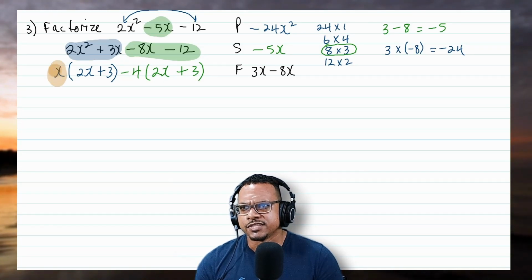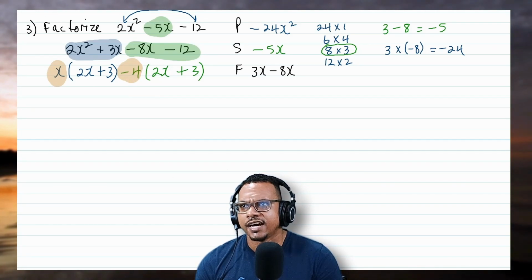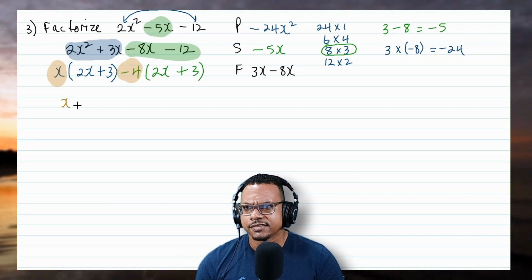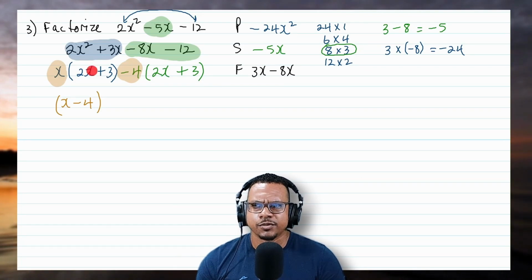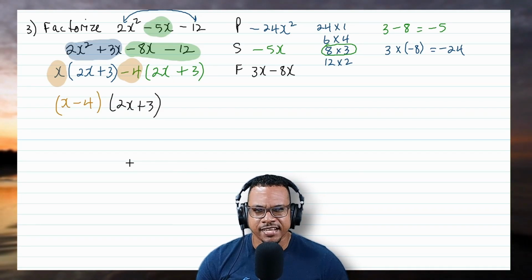So I'm going to take what's outside brackets, the positive x and the negative 4, and put that in brackets, x take away 4. And then I'm going to take what's in the brackets here, this 2x plus 3, and write it once. So I'm going to have 2x plus 3, and that will be my answer.